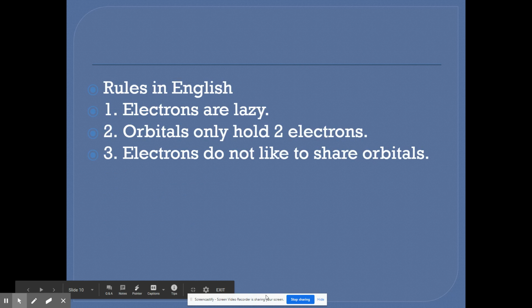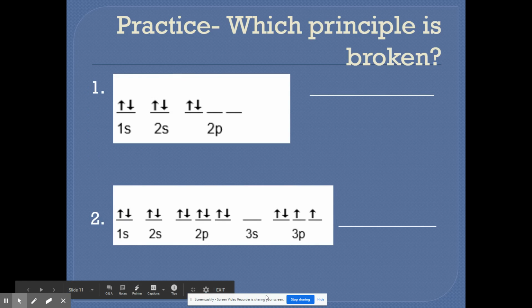Now all three of those in English. The electrons are lazy. They like to go from the bottom to the top, lowest energy level first. Orbitals only hold 2 electrons, and electrons do not like to share orbitals. So we have those 3 rules.